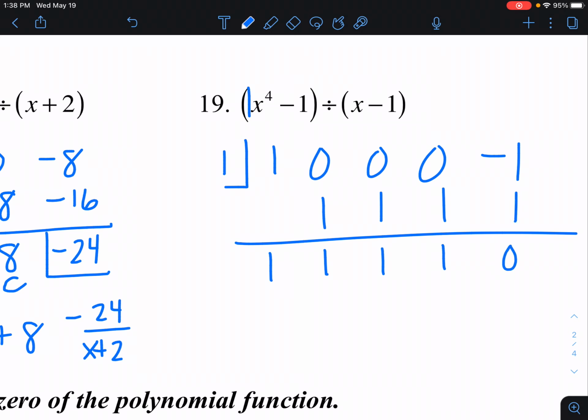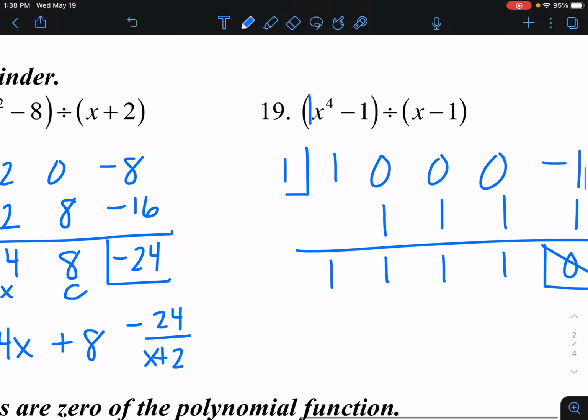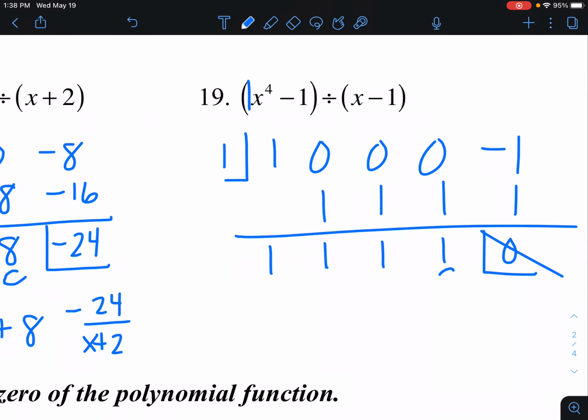So let's put it back into a polynomial. We don't have a remainder here, so we can just not worry about that. So we would have the constant, x squared, x cubed. So this would be 1x cubed plus 1x squared plus 1x plus 1. There's your answer.